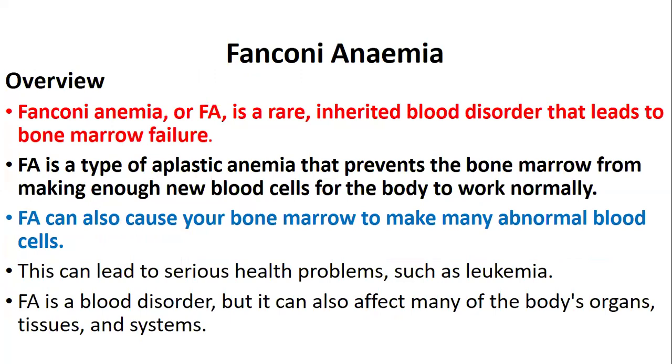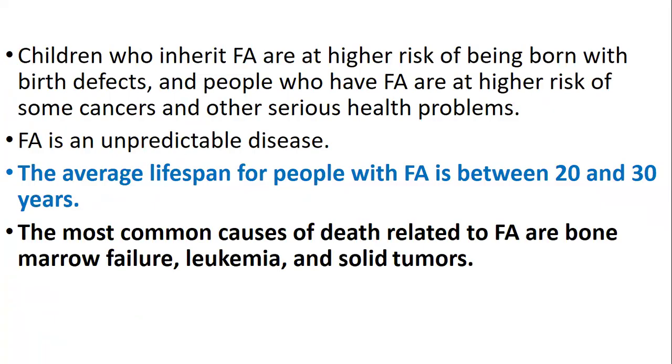The other type is known as Fanconi anemia, which is a rare inherited disorder that leads to bone marrow failure. Fanconi anemia is a type of aplastic anemia that prevents the bone marrow from making enough new red blood cells for the body to work normally. This anemia can also cause the marrow to make many abnormal cells, and it complicates into serious health problems such as leukemia.